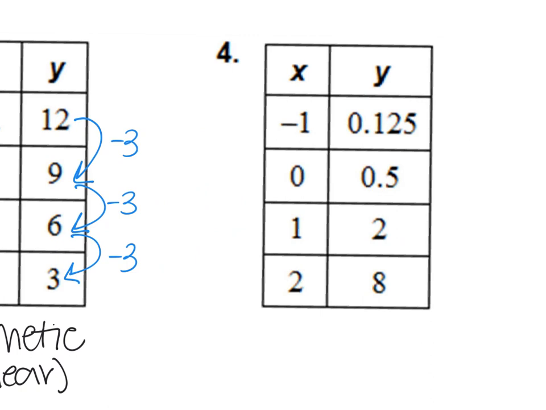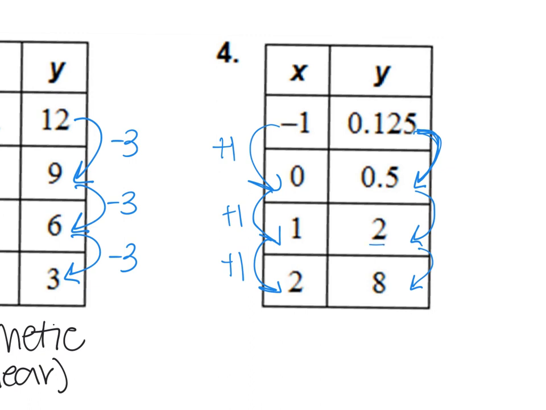So again, this part's the easy part. I'm going up 1 each time. If I look on this side, it's not looking like I'm adding anything. Like if I added to get from 2 to 8, it would be 6. Am I adding 6 from here to here? Definitely not. So I'm betting I'm multiplying or dividing.